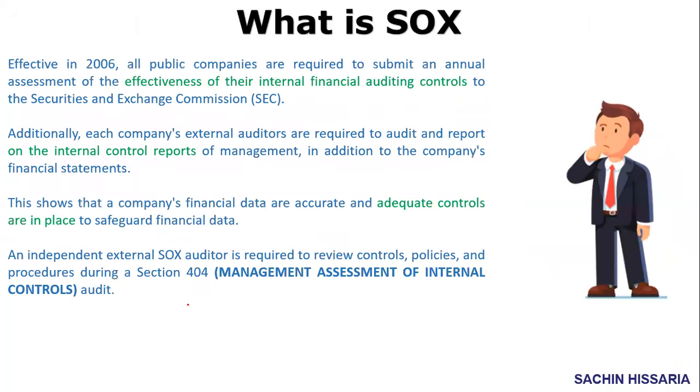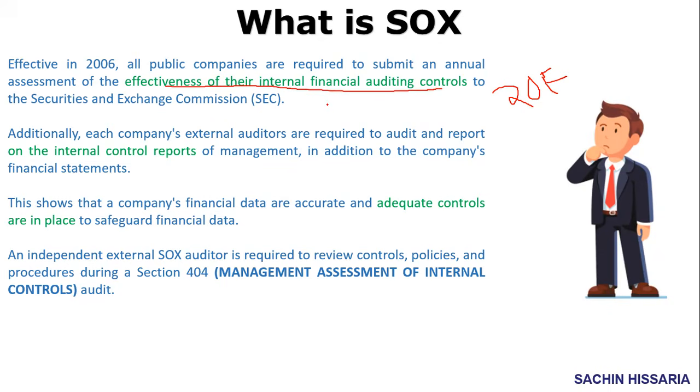Now, what is the SOX? Okay, so basically from 2006 all the public companies which are listed on the US stock market need to submit one form. That form is known as a 20F form. I will show you the template of this 20F form. So as a part of compliance, on an annual basis, they need to submit this form to the SEC. In that form, they will comment on the effectiveness of their financial auditing control.